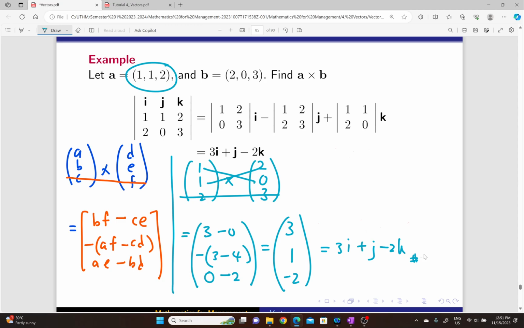So you can use this method also to find the cross product. I prefer this method instead of you writing all these things. Also, it's up to you, up to your convenience.